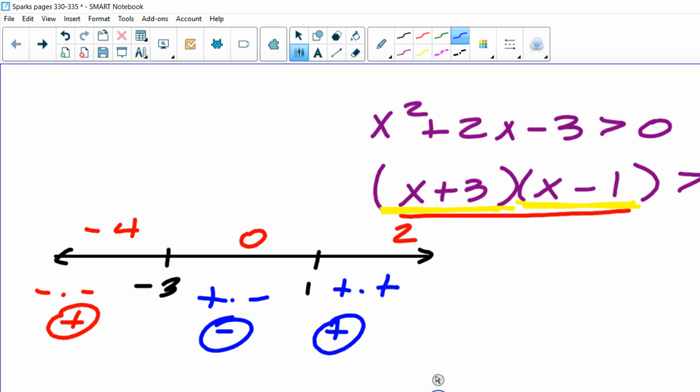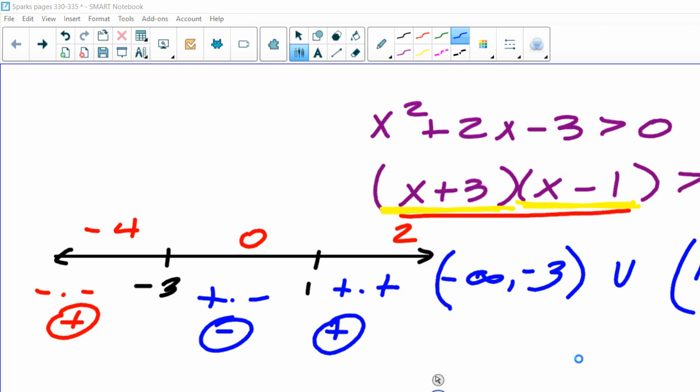So, what makes this inequality true? Well, you said all the numbers from -infinity to -3, and from 1 to infinity. Why do I need to put parentheses with the -3 and with the 1? Good. Because it doesn't equal 0. Guys, this is the idea behind what we're doing today. Are you thinking back to algebra? Okay, so let's go back up here.